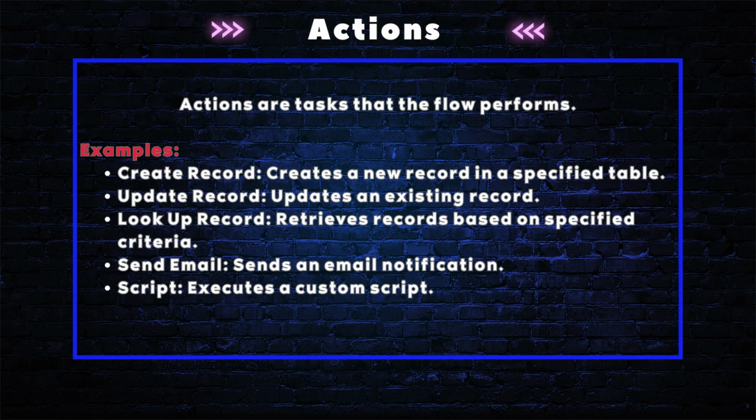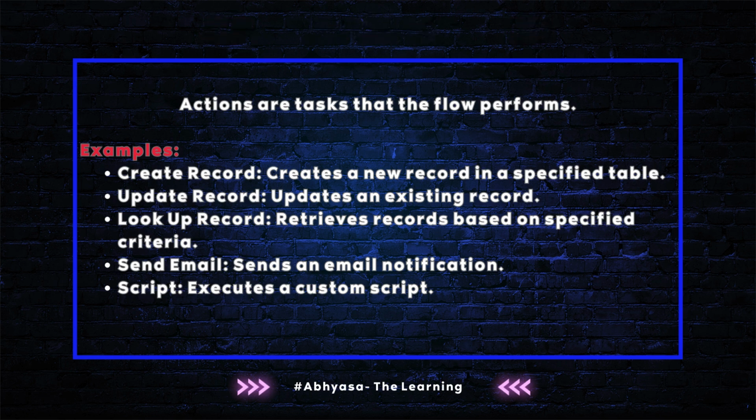Actions. Actions are tasks that the flow performs. Create record creates a new record in a specified table. Update record updates an existing record. Lookup record retrieves records based on specified criteria. Send email sends an email notification. Script executes a custom script.